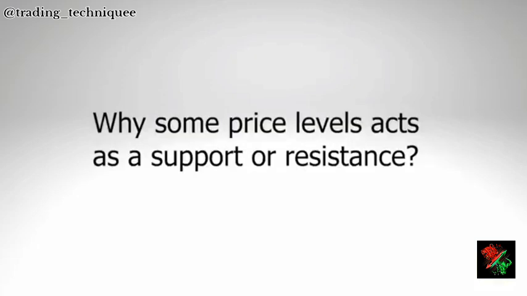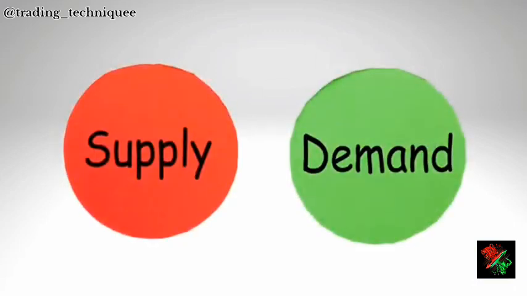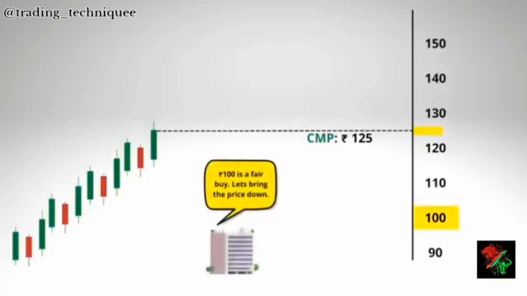Let's dig deeper into this topic. Let us understand why some price points behave in this particular manner. We have talked about the fact that stock market runs on demand and supply. This very concept is what causes some price levels to behave as a barrier or some as a booster for the prices. Take an example of a stock trading at 125 rupees. Let us say that an institution thinks that the stock will do good in the upcoming quarters, but the fair price is 100 rupees and not 125 rupees.